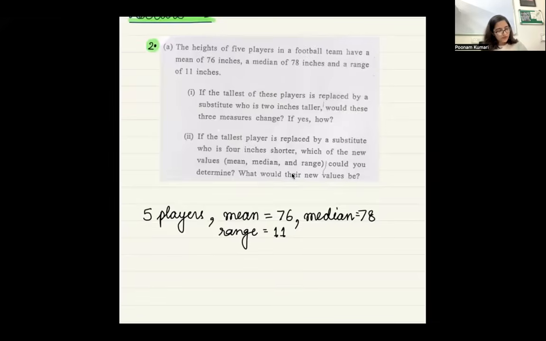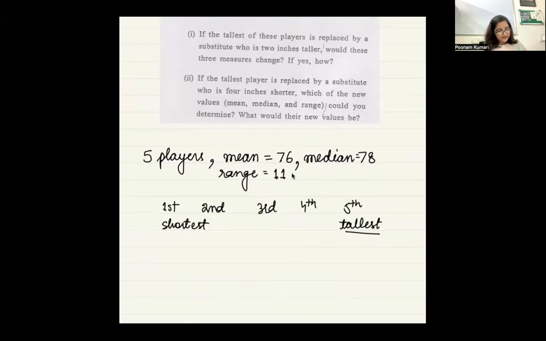Basically, you had 5 players, and let's write them in ascending order: first, second, third, fourth, and fifth. So this is the shortest person and this is the tallest person. This person is replaced by someone whose height is, let's say the height was h, so this person's height is going to be h plus 2. In that case, you have to tell me the new mean, the new median, and the new range. Question clear here?